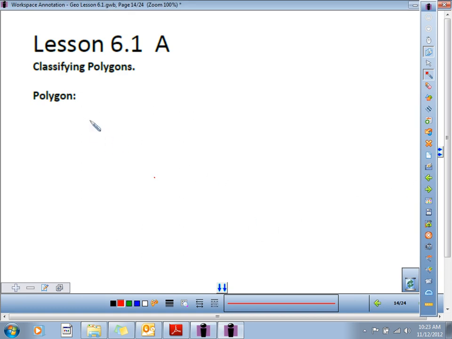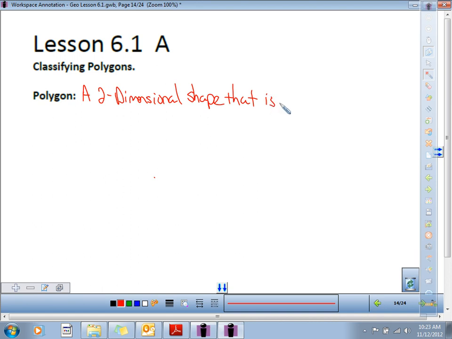First off, we need to look at what is the definition of polygon. So I'm going to give you my generic definition. A polygon is a two-dimensional shape that is closed, meaning each side meets another side. There's no openings. That is closed with no curves. Okay, so that's my generic Mr. Dreher definition of what a polygon is.